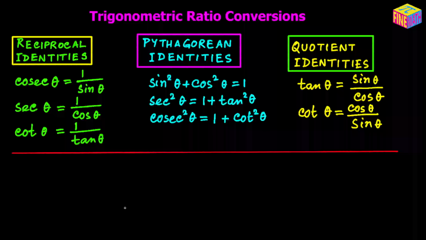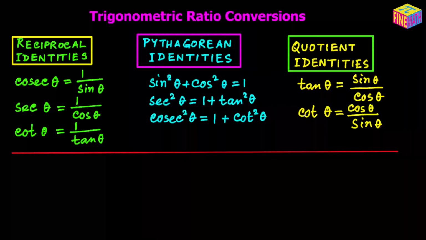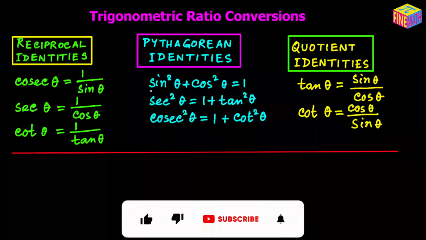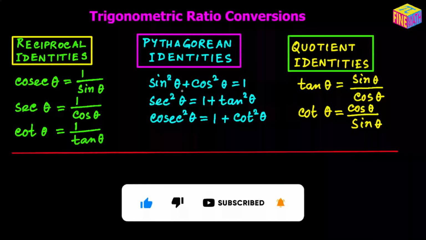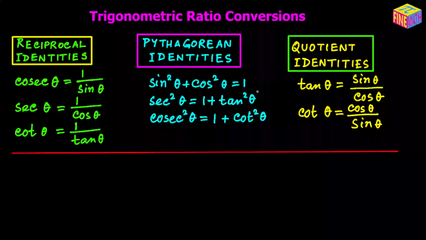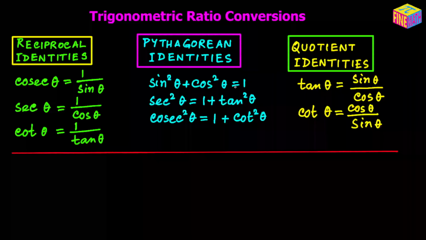So let's get started. Suppose we need to express sine theta in terms of cosine of theta. How are we going to do it? If you look at all of these identities that I have here, there is one right here that you can clearly see, which is the first of the Pythagorean identities: sine squared theta plus cosine squared theta is equal to 1. Using that one, we can easily convert sine theta into cosine of theta.